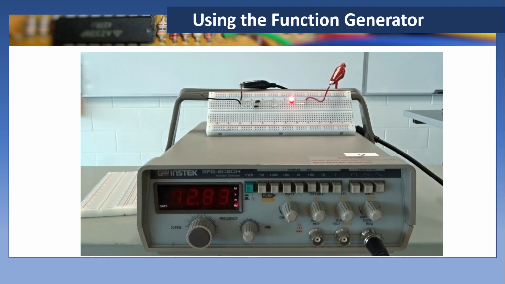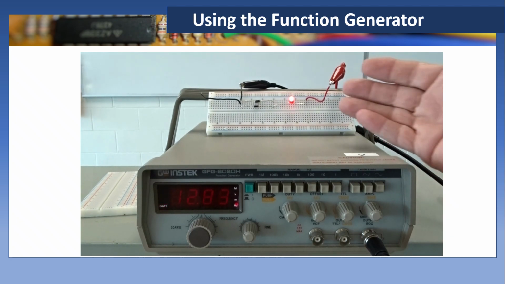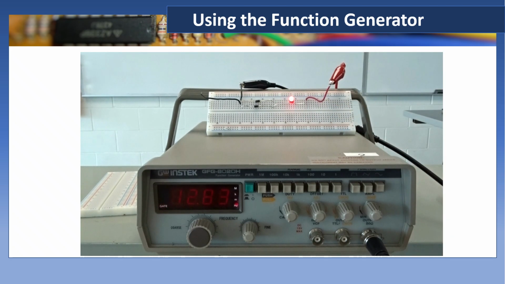So when you're doing the lab, you're going to be applying a sinusoidal wave to our circuit, and then you're going to observe it on our oscilloscope. To do that, we take the oscilloscope leads and we're going to put them into the circuit.